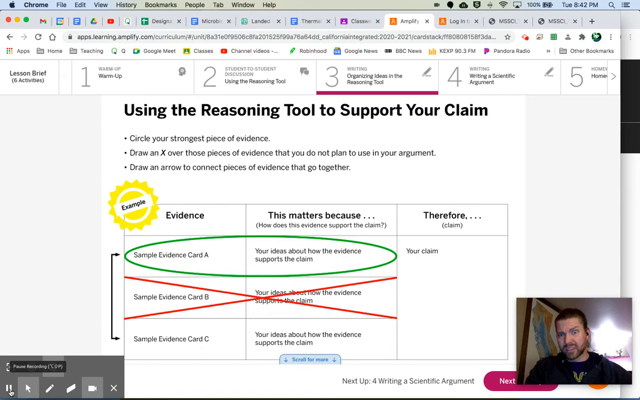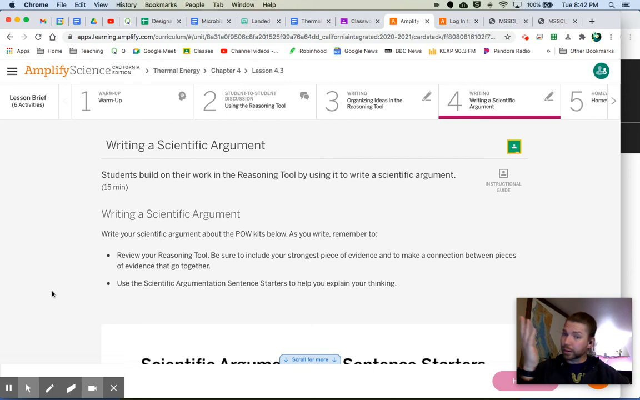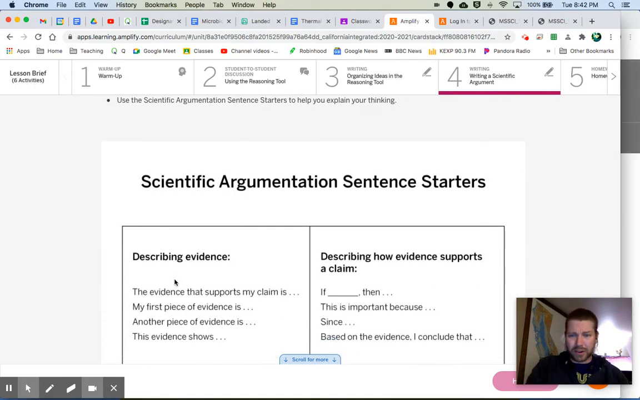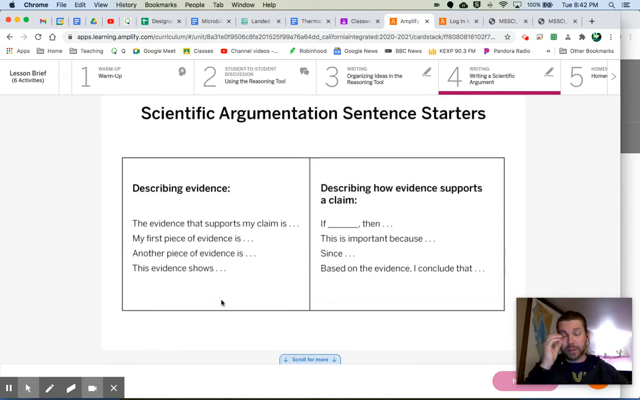Next, writing a scientific argument. Here we go. Time to write that argument. And we're being helped along the way. We've already chosen our evidence. We already have our claim. We've already figured out our reasoning. All we really need to do is put this into paragraph form. All the hard work is pretty much done for us. And we're still getting help here. Look, sentence starters. That's great. This is a really great way, like I've always said, if you're having trouble figuring out how to say this, how to even start this argument.